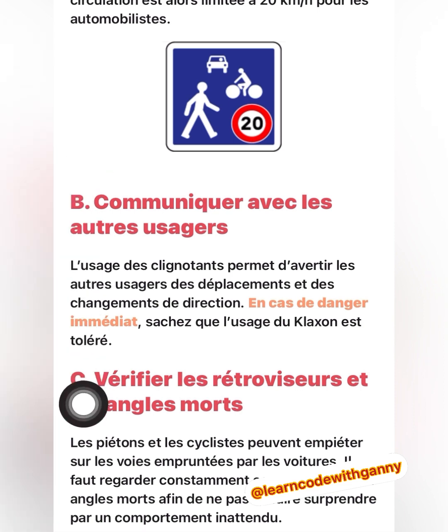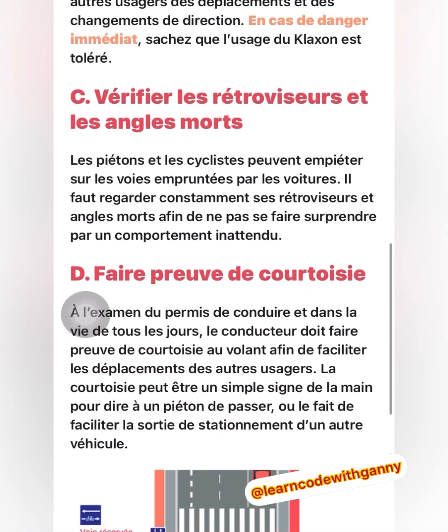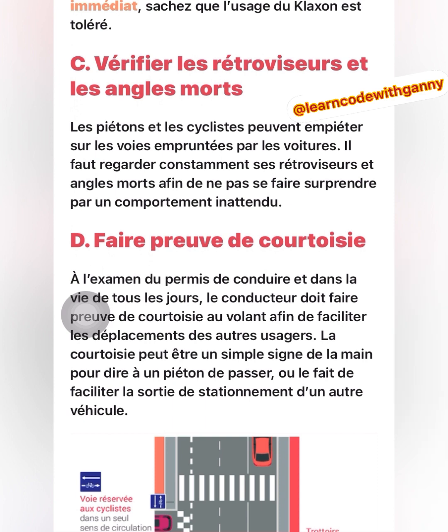Okay, so we go to the C part, which is talking about checking the mirror and the blind spot. I think we have talked about that. In case you have not watched all my videos, kindly go back and watch them. Your angle mort, which is angle mort in French, is called blind spot. So I read now, it says pedestrians and cyclists can encroach on the road used by cars. You must constantly look at your mirror and the blind spot so as not to be surprised by unexpected behavior. So we must constantly check our mirror as we are driving.